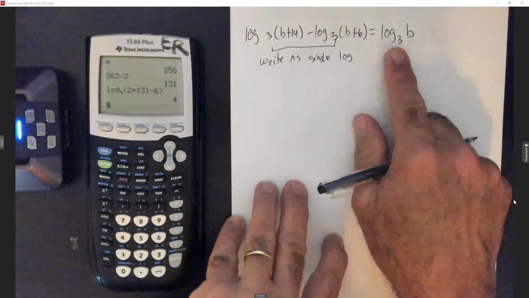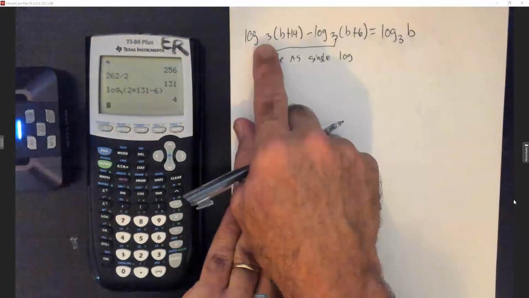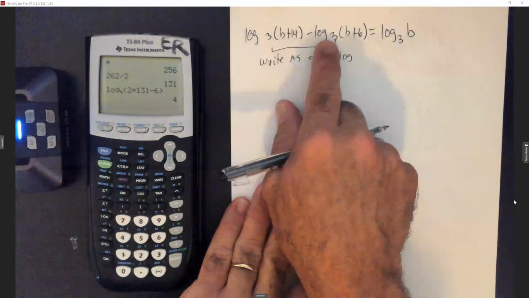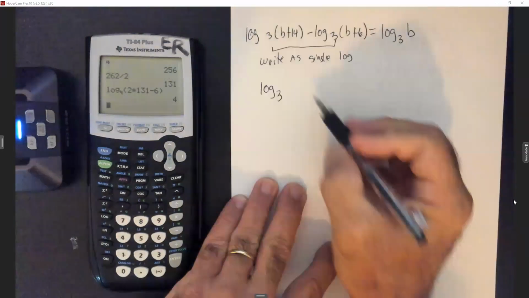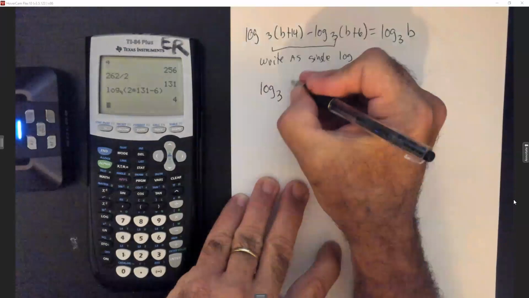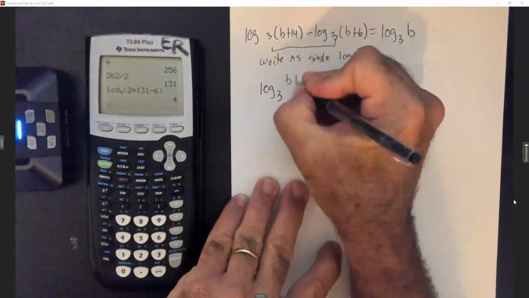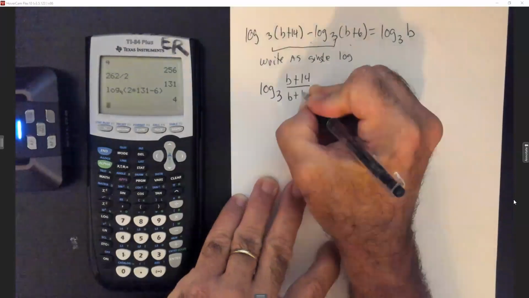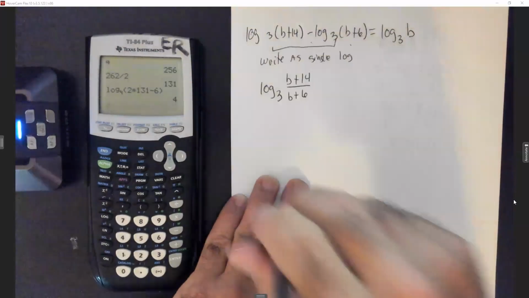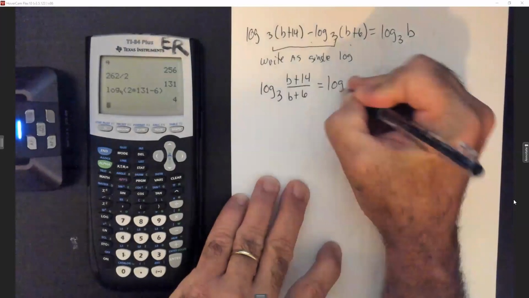To write it as a single log, since they're both log base 3s, you bring down your log base 3. Remember, this part's positive, so it's going on top, b plus 14. This part's being subtracted, so that b plus 6 goes to the bottom. And then that's going to equal the log base 3 of my b.